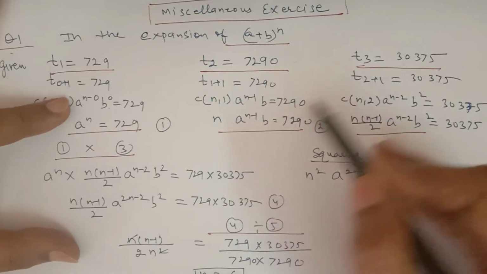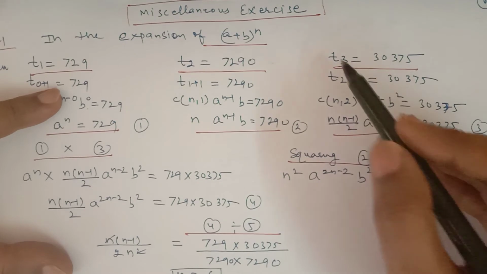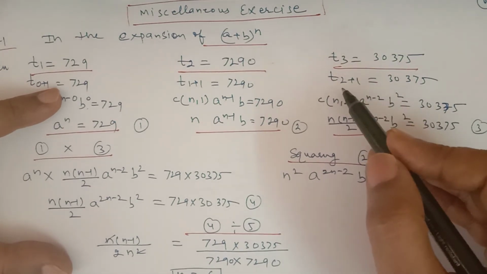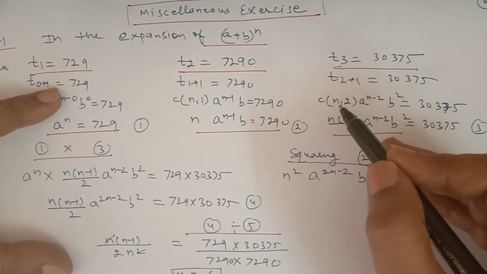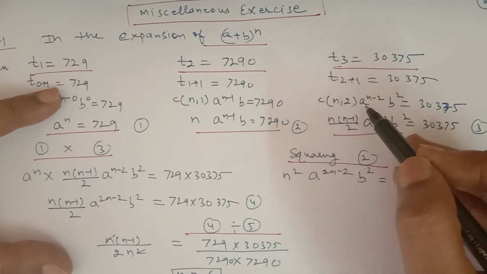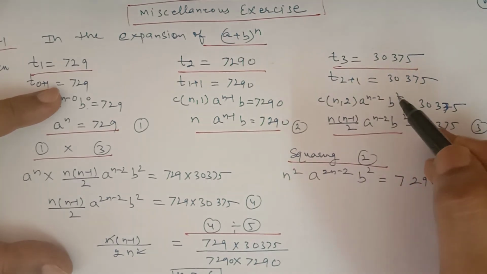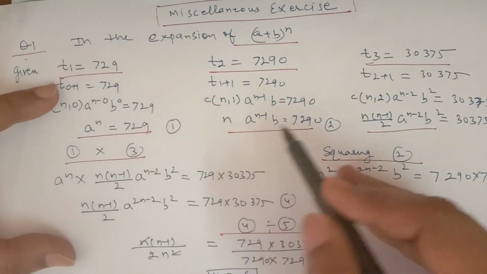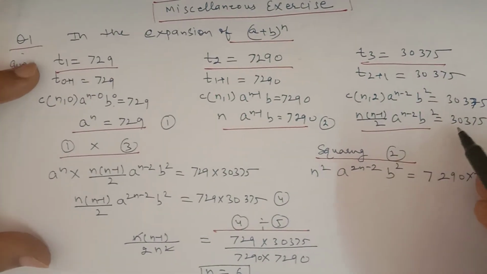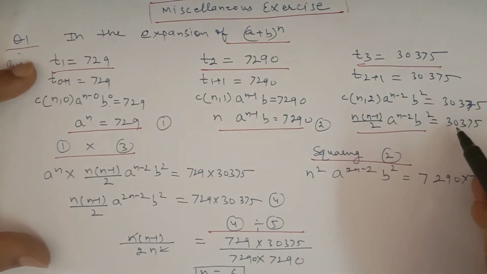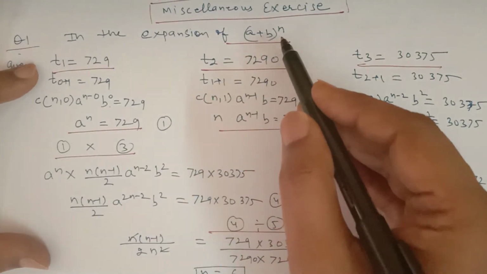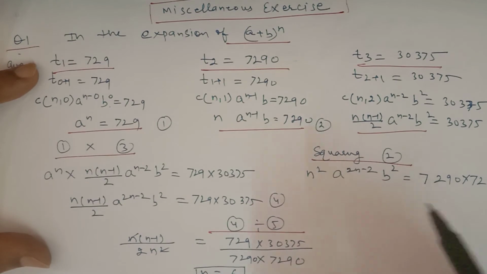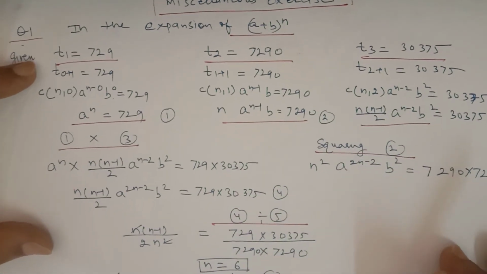So you are getting this. Similarly, for the third term, t3, you write 2 plus 1. So the value of r is 2. So combination of n 2, a raised to power n minus 2 and b raised to power 2 is given equal to 30375. So these are 3 equations, and you have to use these 3 equations to find the values of a, b and n. You can use any method to find these 3 values of a, b and n.